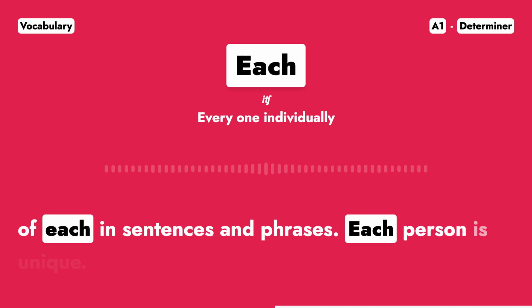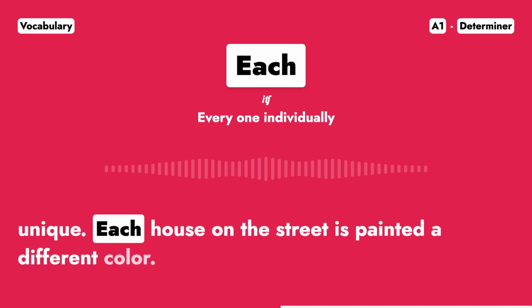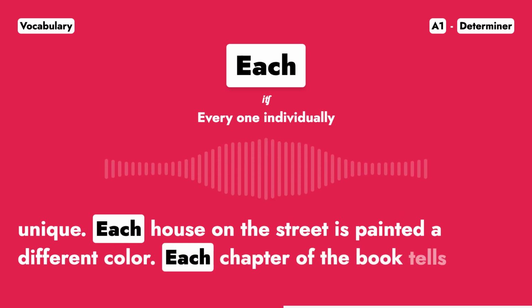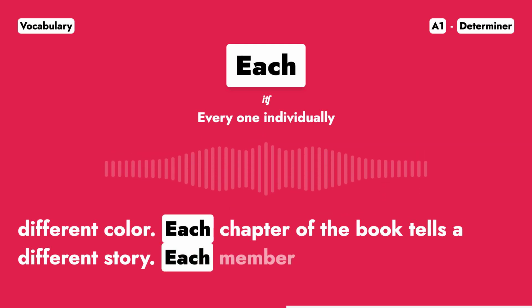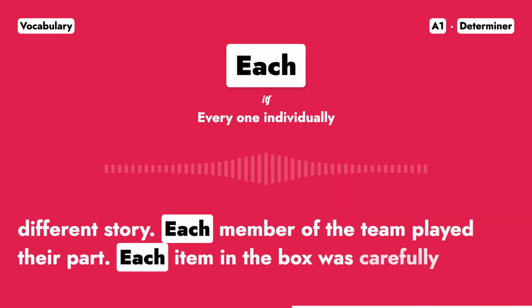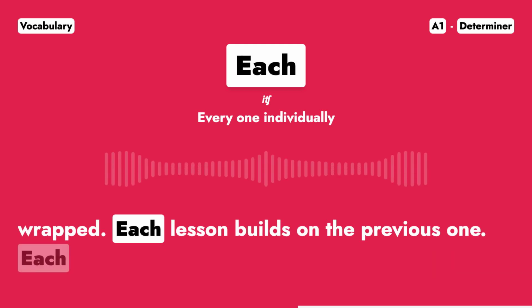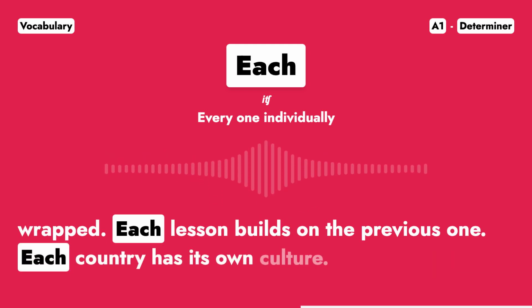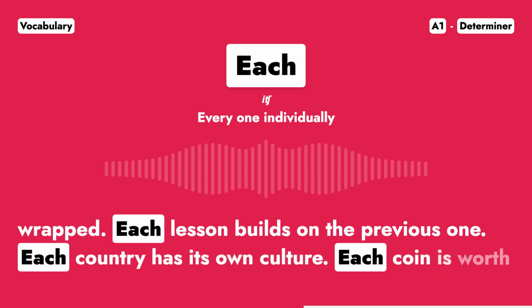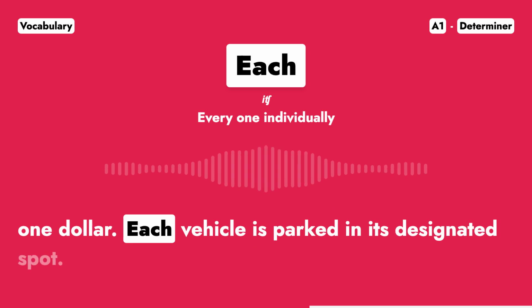Each person is unique. Each house on the street is painted a different color. Each chapter of the book tells a different story. Each member of the team played their part. Each item in the box was carefully wrapped. Each lesson builds on the previous one. Each country has its own culture. Each coin is worth $1. Each vehicle is parked in its designated spot.